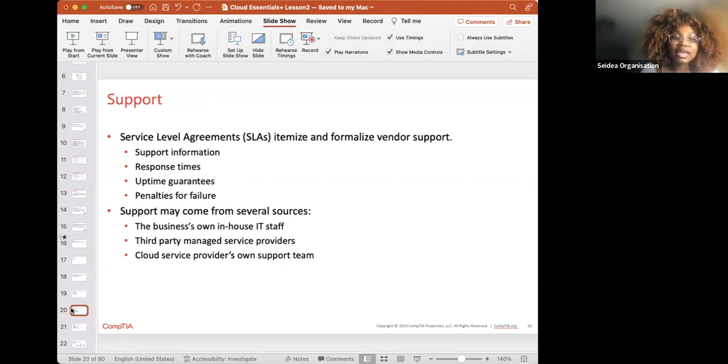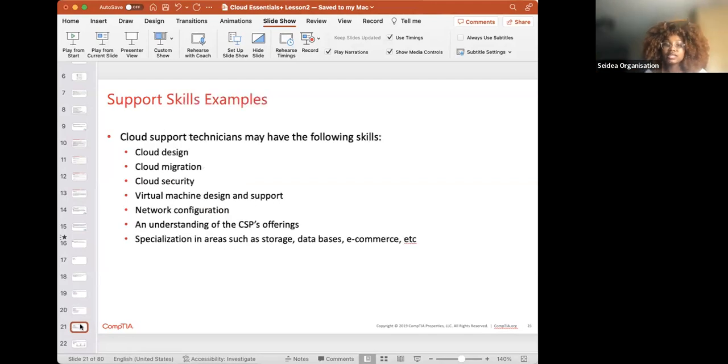Now, when we are looking at skills needed, and especially when we're looking at the role of a security architect or a security support technician, you are expected to have these sorts of skills. You're expected to understand cloud design. You're supposed to understand cloud migration, what it means, what the processes are, and what the different levels of those processes are. Also understanding cloud security, understanding what virtual machine design looks like and how that could be supported. Also, going back to what I said about network, understanding how to configure a network within the cloud, and an understanding of a CSP's offering.